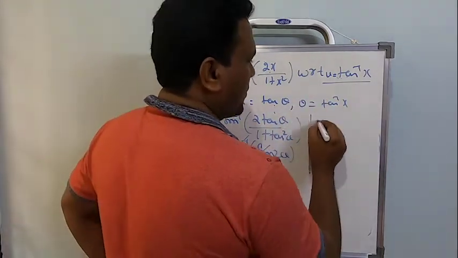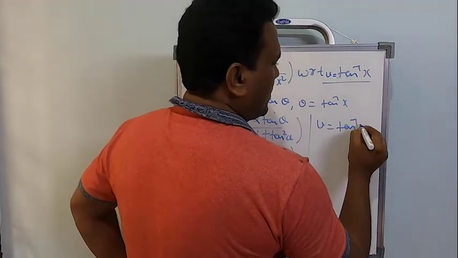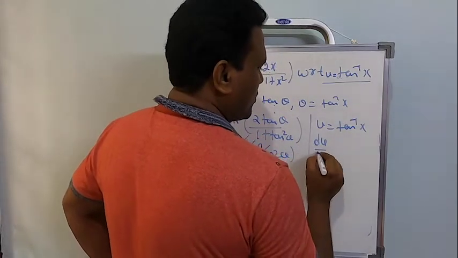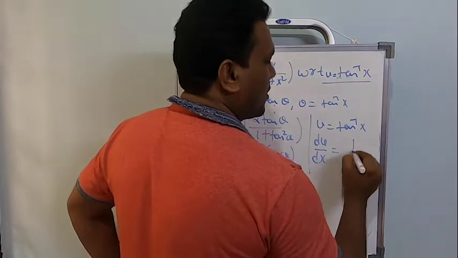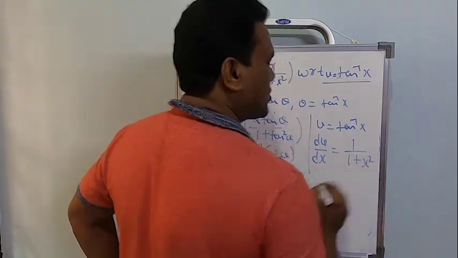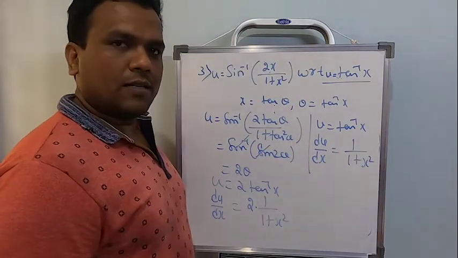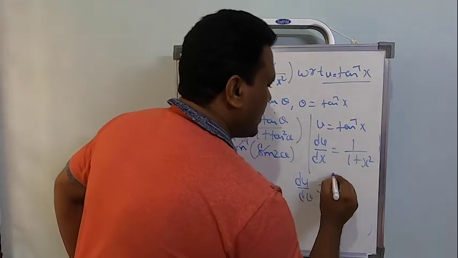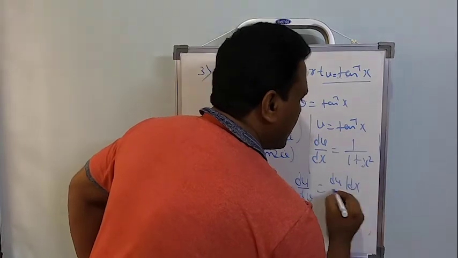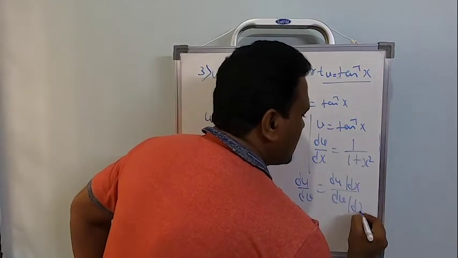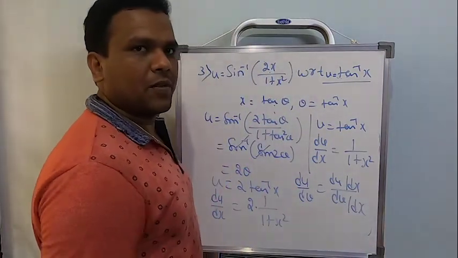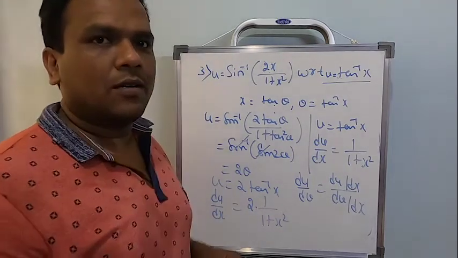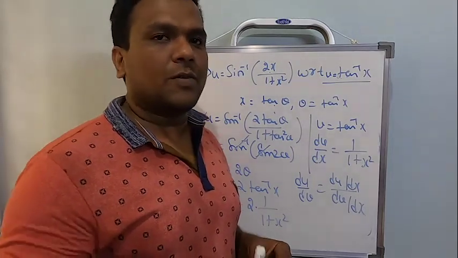Now what is v? v is tan inverse x. Differentiation of v is going to be what? 1 by 1 plus x square. Now we have done both actually. The final thing is to find the value of du by dv, that is du by dx divided by dv by dx. So substitute both and simplify. So that's all the problems based on differentiation of a function with respect to another function.